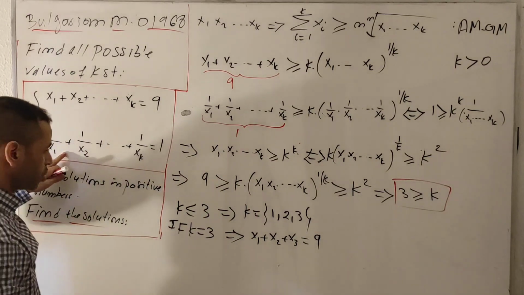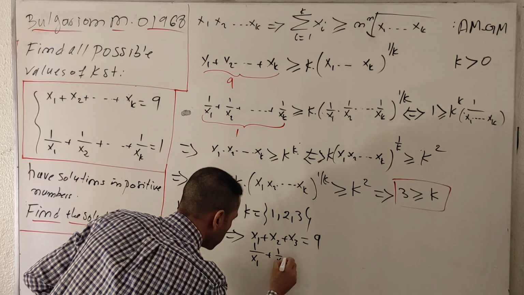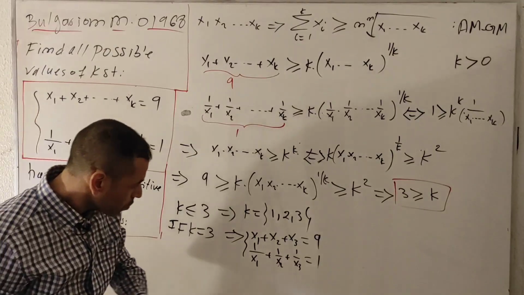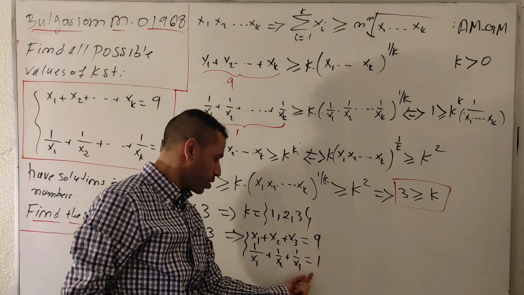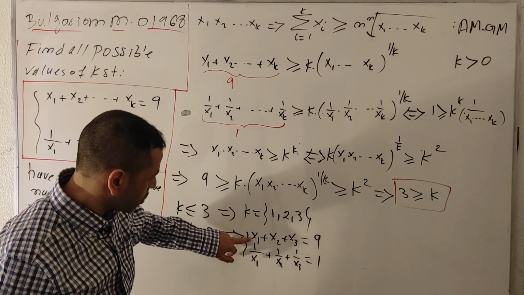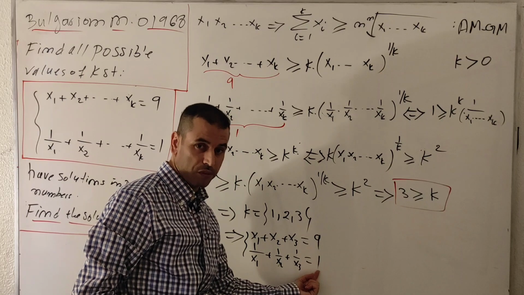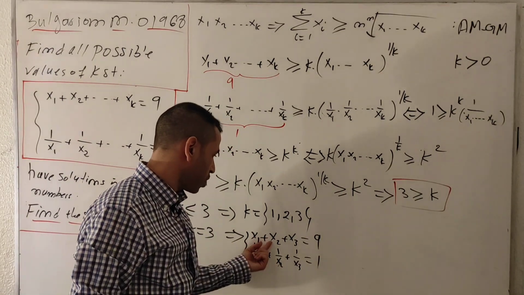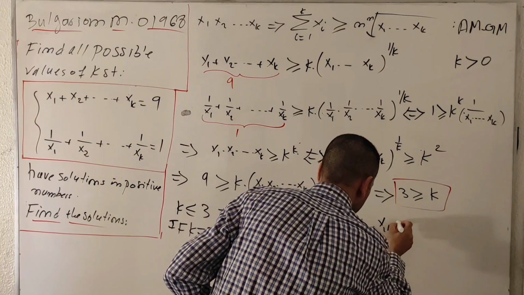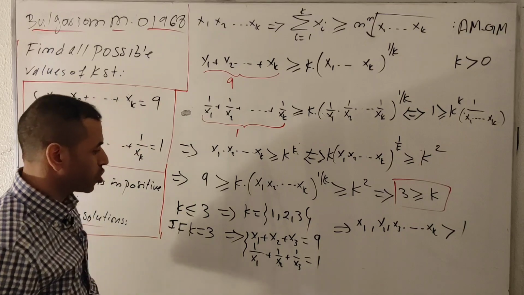So for the second equation, I will have the inverse of these numbers: 1 over x1 plus 1 over x2 plus 1 over x3. The total of these numbers equals 1. Since the sum of the terms is given as number 1, that means x1, x2, x3 are always strictly superior to 1. If one of these numbers was strictly inferior to 1, we wouldn't have number 1 here, because this one would be bigger. So x1, x2, x3, all the way down to xk, are always superior to 1.